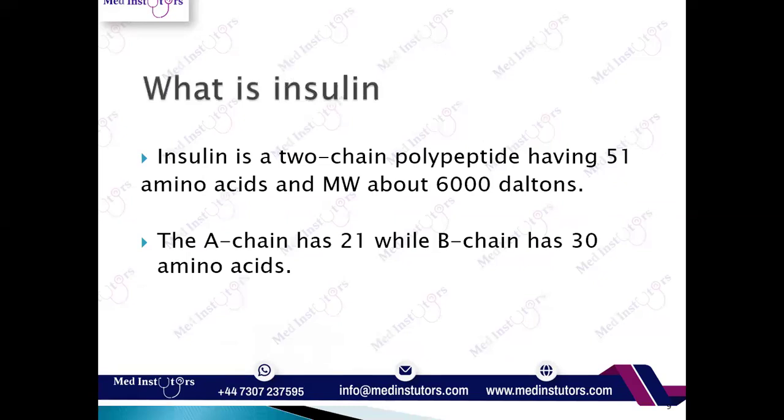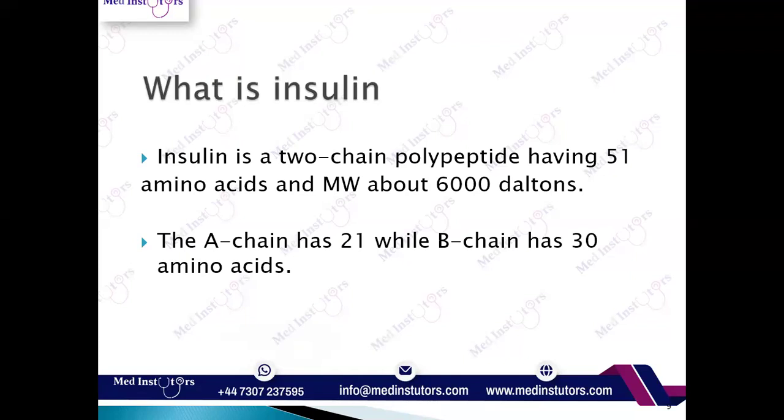Now you can see the insulin structure. It has two polypeptide chains. Insulin is a protein, produced by transcription, then the mRNA is produced, then it undergoes translation, and some post-translational modification happens, and our insulin is produced. It has two polypeptide chains, with 51 amino acids, and a molecular weight of about 6,000 daltons.